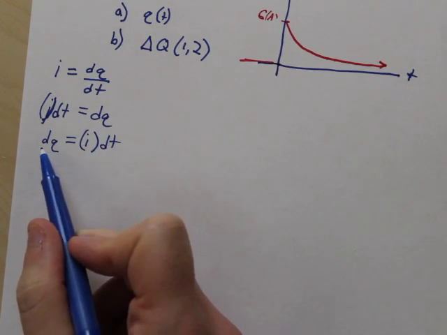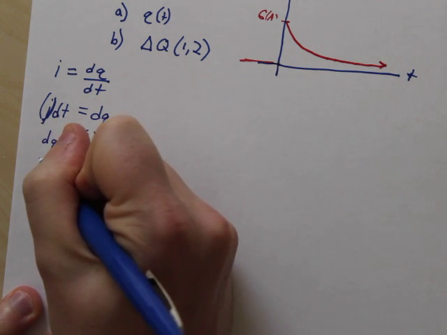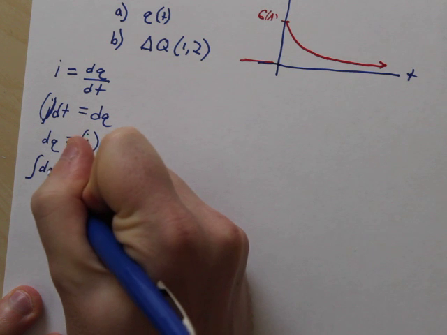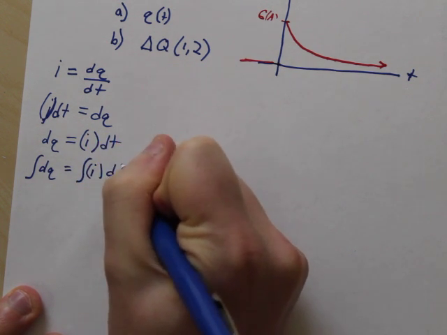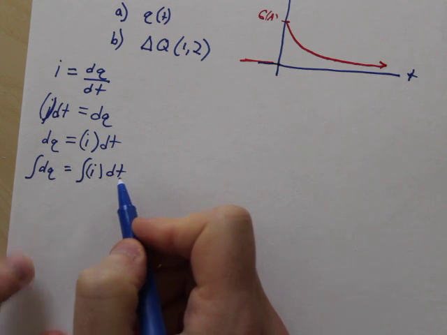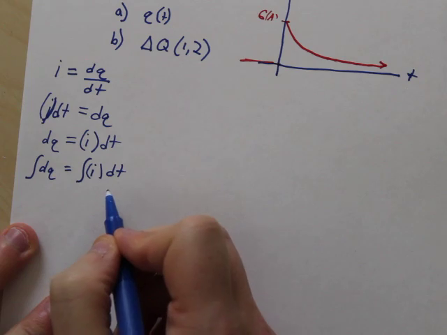And as you can see, we have two derivatives on both sides. So what we want to do is integrate both sides. So we're going to get the integral of dq equals the integral of I dt. And now we're going to try to set that up. So what are our bounds on our integral? That's the next important step.